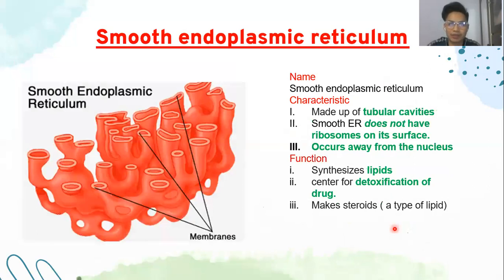Next is smooth endoplasmic reticulum. The characteristic is that it is made up of tubular cavities. Smooth ER does not have ribosomes on its surface and occurs away from the nucleus. The function is to synthesize lipids, act as a center for detoxification of drugs, and make steroids. This is a type of lipid, the steroid.